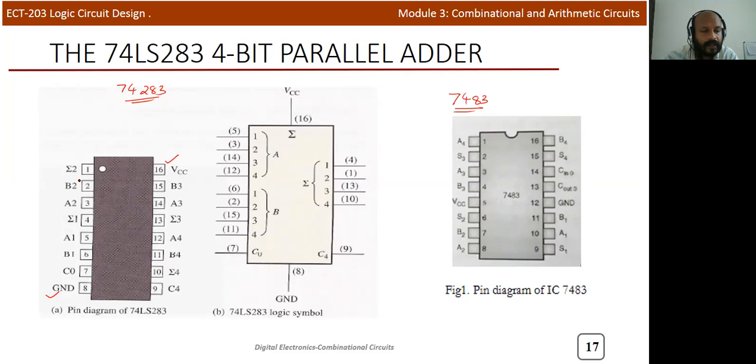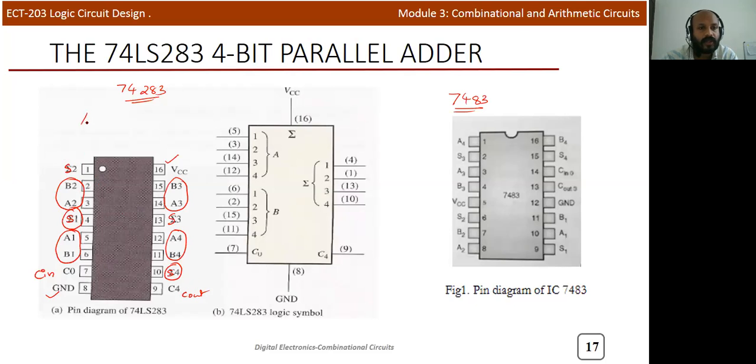And here you can see that in this particular IC, there are the A1 B1 inputs, and here you can see the output of the first 2 bits. There is a C0, that is the carry in of the first stage, and here you can see A2 B2, and this will be S2, and here you can see B3 A3 inputs, and here the S3 output. Similarly A4 B4 and the sum S4 here, and finally the carry out of the final stage.